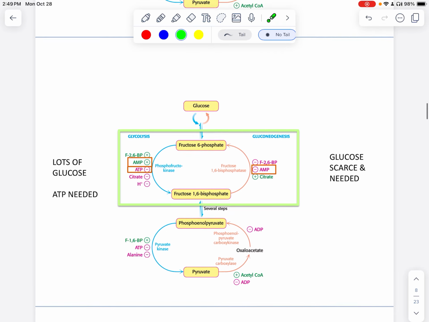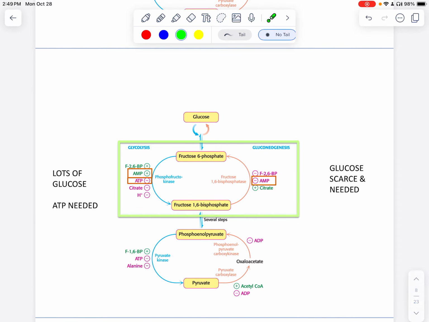Okay, so we're going to focus in on this step in the green box. So this was the fructose 6-phosphate to fructose 1,6-bisphosphate. This was our PFK, key regulatory enzyme in glycolysis. Okay, and there are a lot of different effectors for this step on both sides, glycolysis and gluconeogenesis. And so we are going to start right here looking at these ones that I have boxed with the orange box, just to focus us in.